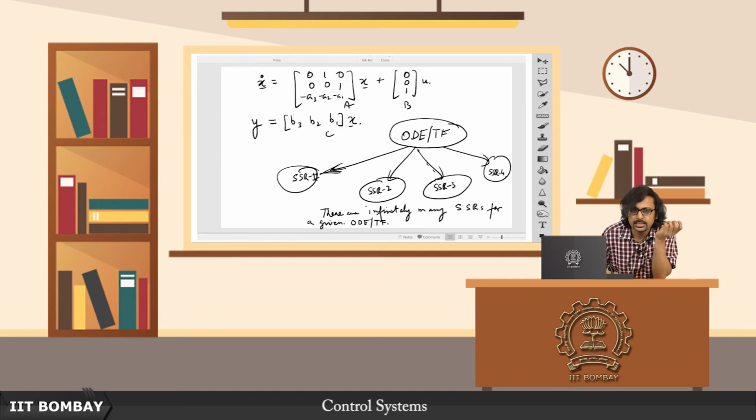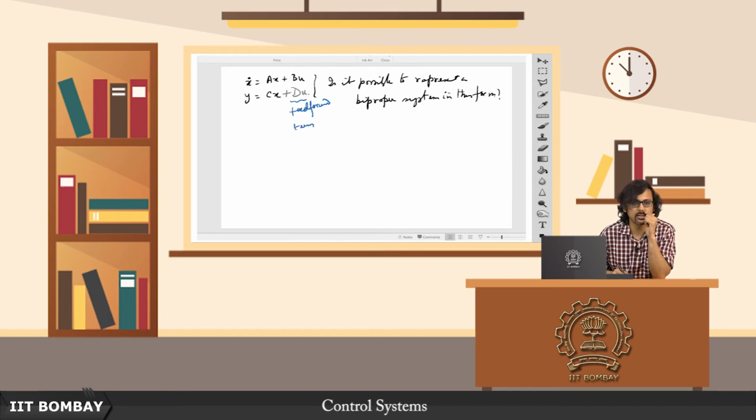What I am going to say is that this B naught is just going to appear as minus B naught here, I mean B3 minus B naught here, B2 minus B naught here and B1 minus B naught here, and with a plus B naught u here. So this is going to be the D matrix.